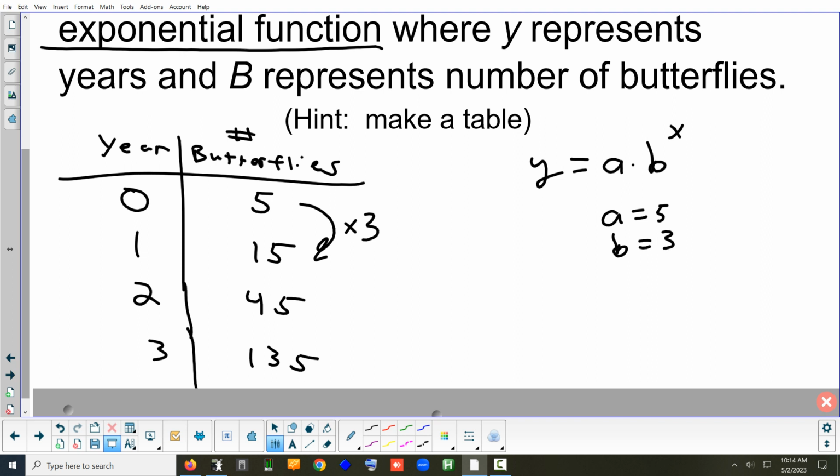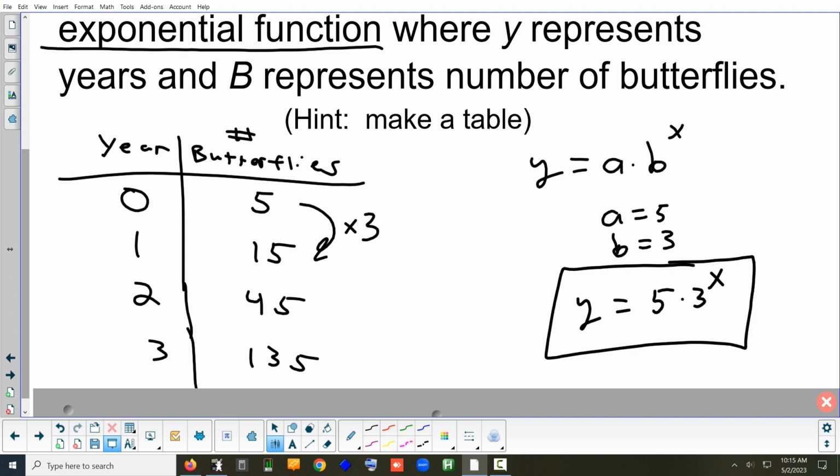So what would be my formula that represents how many butterflies this person has if I fill my values into my formula? Y equals 5 times 3 to the power of x. Perfect. There you go. Y equals 5 times 3 to the power of x. That's how you write a formula for a word problem like this.